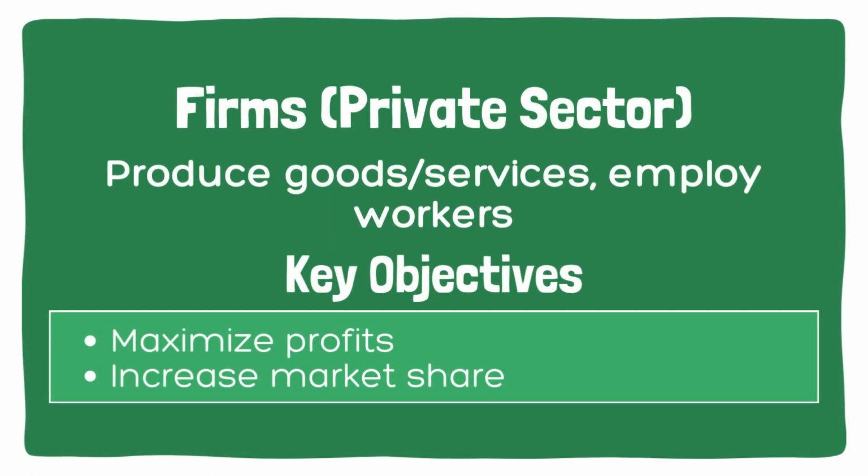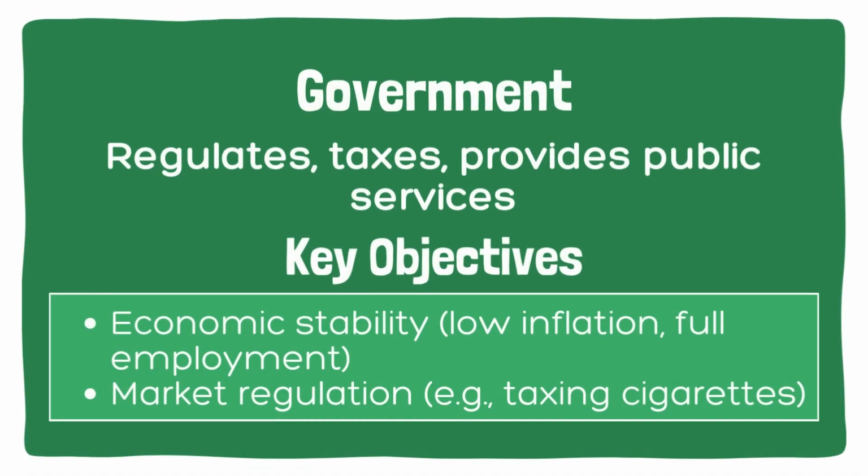Firms, meanwhile, are businesses that produce goods and services, employing workers and other resources, usually with the aim of making as much profit as possible. Government represents the system that rules a country or region. It produces and provides some goods and services, offers financial support, taxes, and regulates the private sector, and works to strengthen the economy.